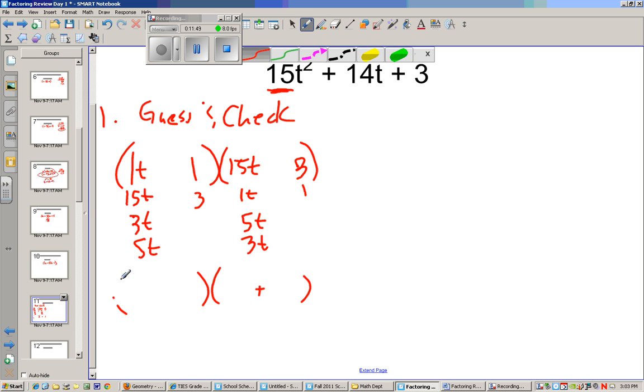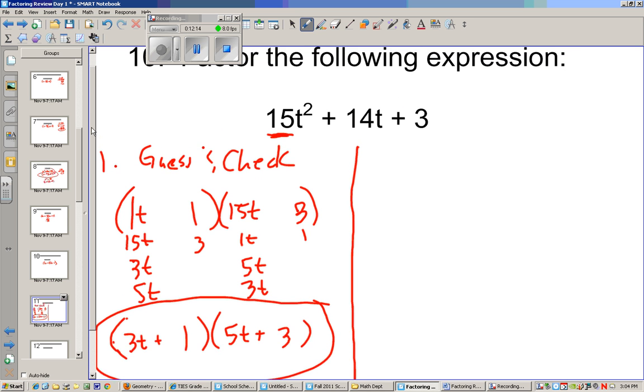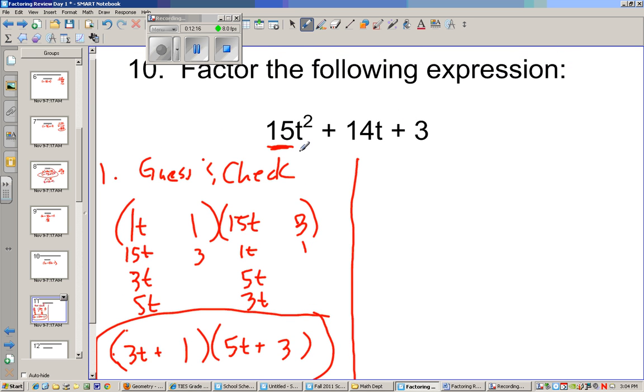Let's try the 3 and the 5. So if I do 3t and 5t, let's do a 1 and a 3. So here we have 5t, oh, and that's 9t. So 5 plus 9, that's 14. And look at it, that's the answer. Wonderful. That's your guess and check method. Some people will love it. They'll think it's a great method. Wonderful. And you can use that as long as it works. Now, there's another method that's called splitting the middle term.